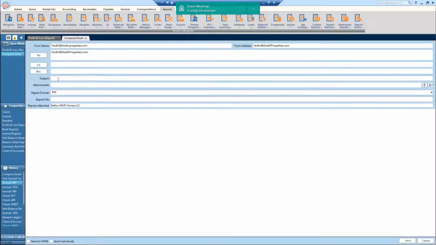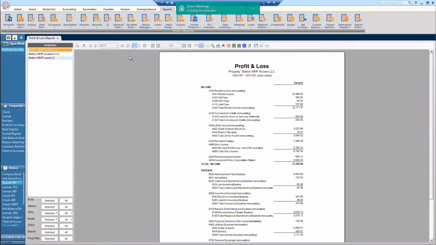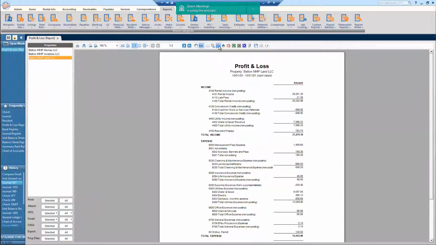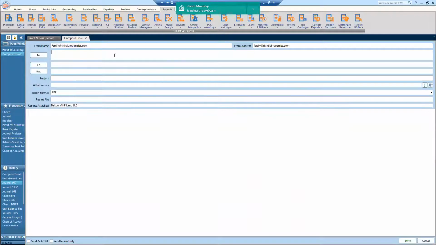This is going to be B Homes, I'm going to call it 2.0 so that I don't get them confused with the other email. And then B Land, I'm going to email that. You can save them and export all these. Probably getting too much into the weeds for today's lesson.